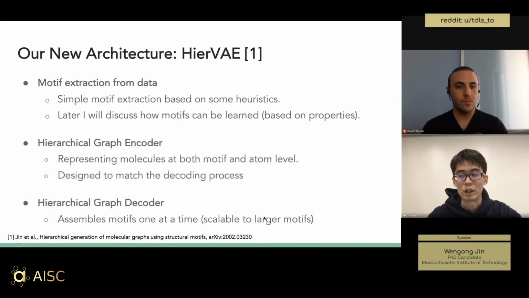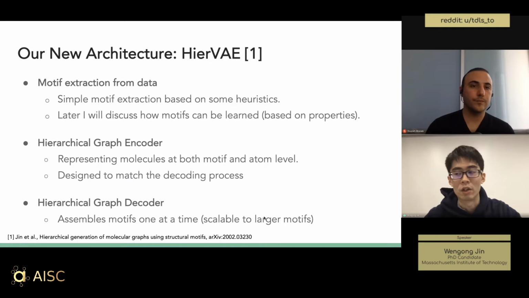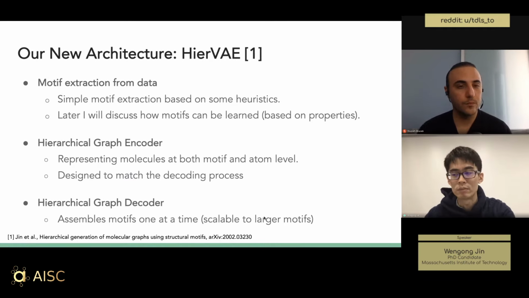So this leads to our new model architecture called Hierarchical Graph VAE. It has 3 components. We will first extract motifs from the training data. Here, I will start with a simple motif extraction based on some simple heuristics. And in the later slides, I will discuss how the motifs can be learned based on chemical properties.